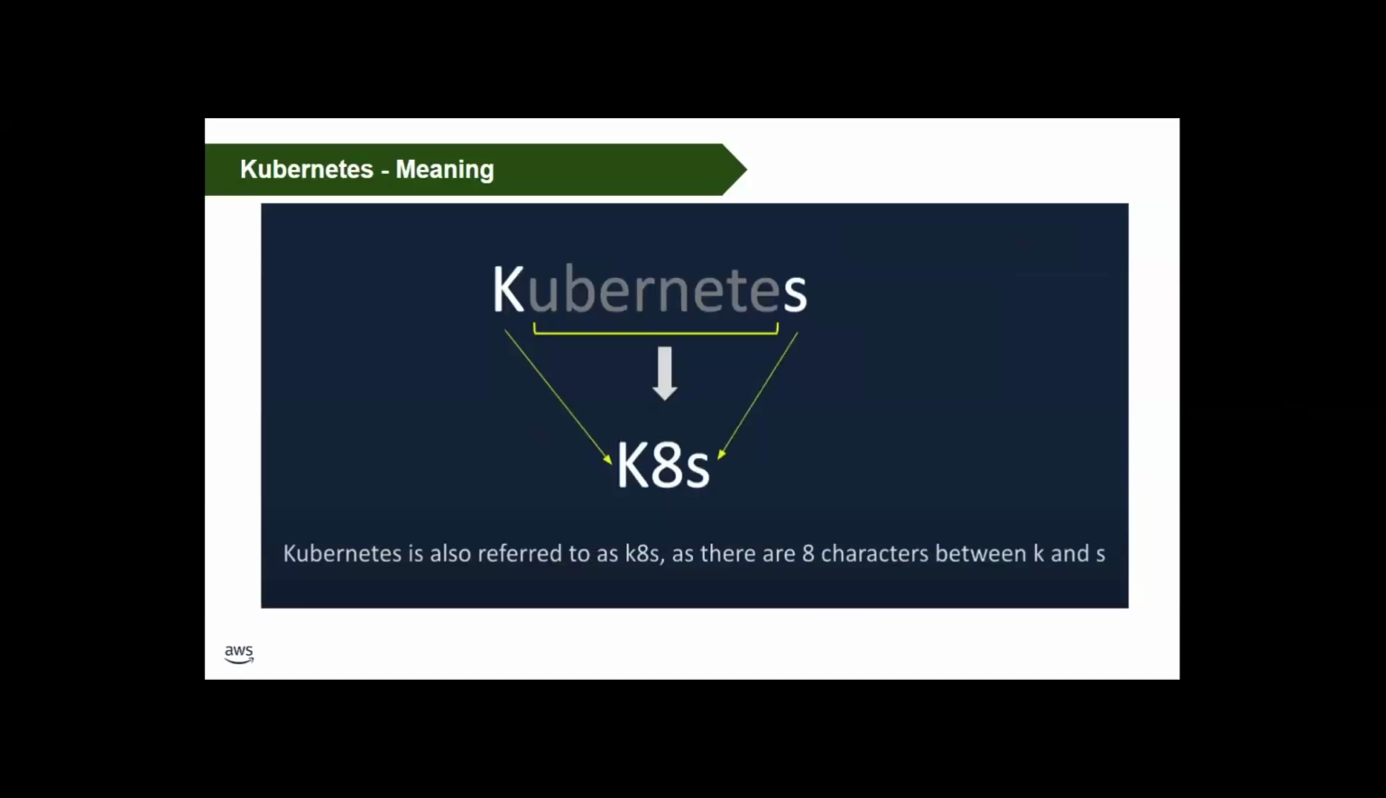Kubernetes we also call as K8s. Why are we calling this K8s? There are 8 letters between the K and the S. So we call it K8s. Okay, there are 8 characters between the K and the S in Kubernetes.